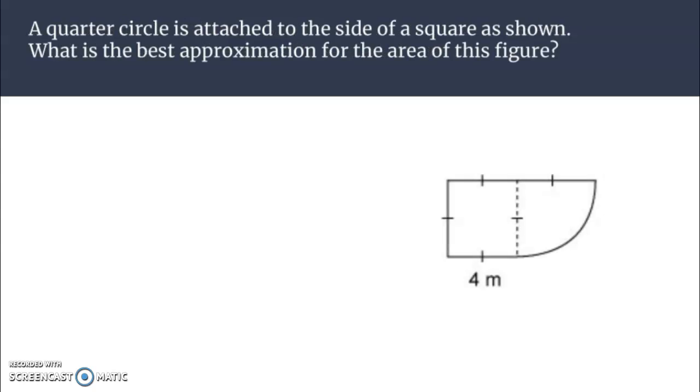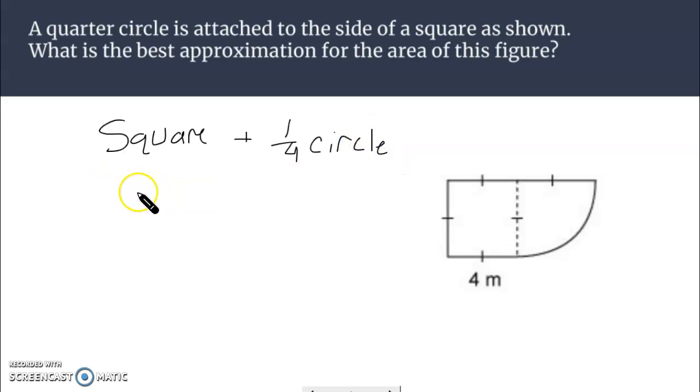Alright, looking at this one, it says a quarter circle is attached to the side of a square as shown. What's the best approximation for the area of this figure? So on this one, we're going to add the areas. We have a square added to a fourth of a circle, also known as a quarter circle. Once again, we have side squared. We're adding 1/4 pi radius squared.